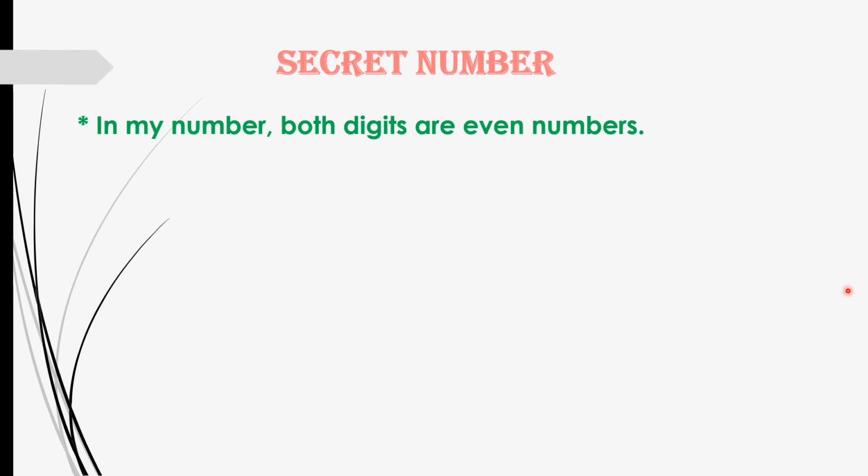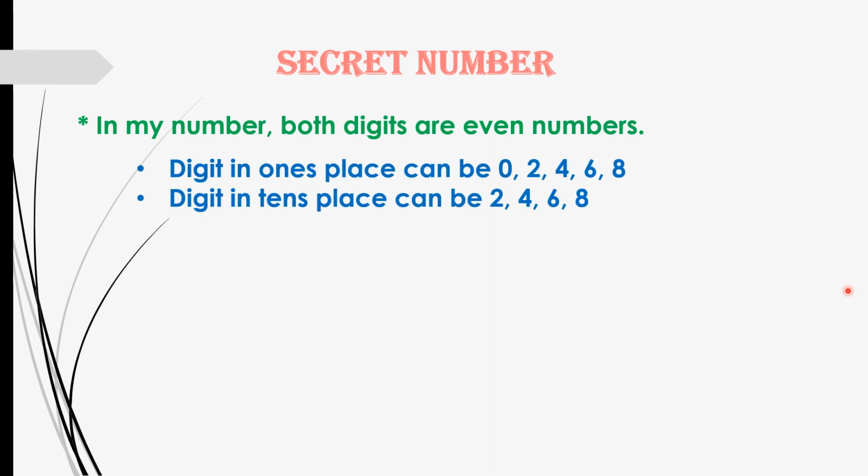So the digit in ones place can be 0, 2, 4, 6 and 8 and the digit in tens place can be 2, 4, 6 and 8. Why is 0 not there in tens place? Because if I write 0 in tens place, it will become a 1-digit number. Okay, and I want a 2-digit number, so 0 should not be in the tens place.